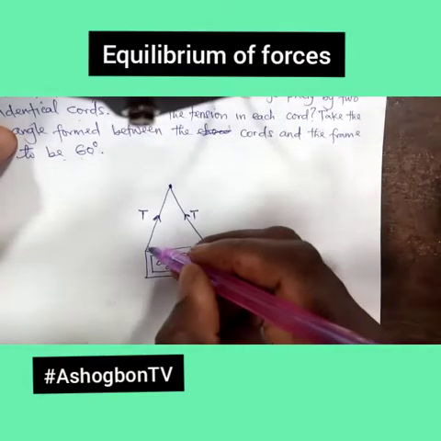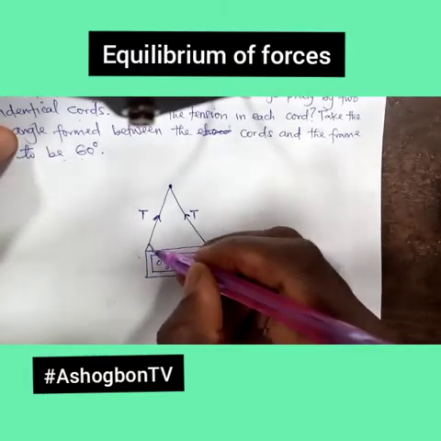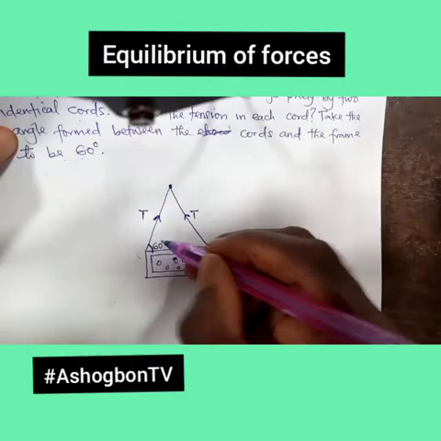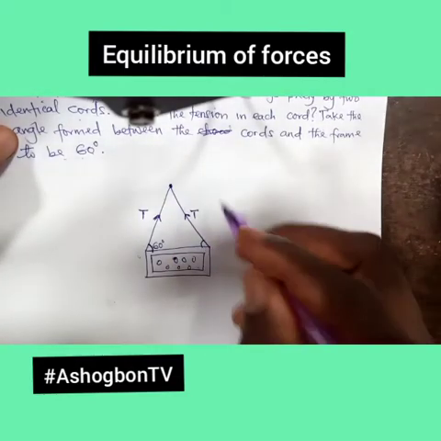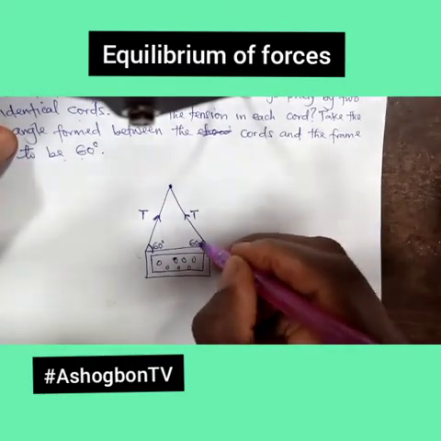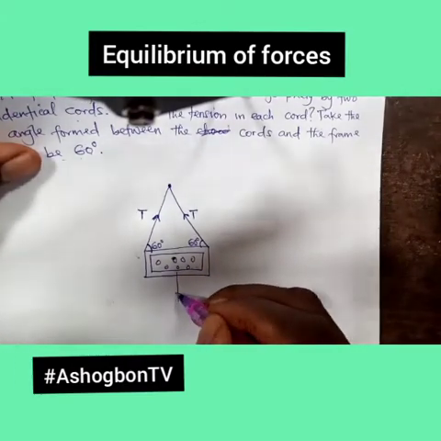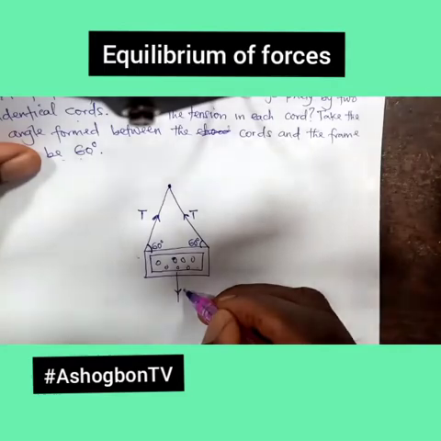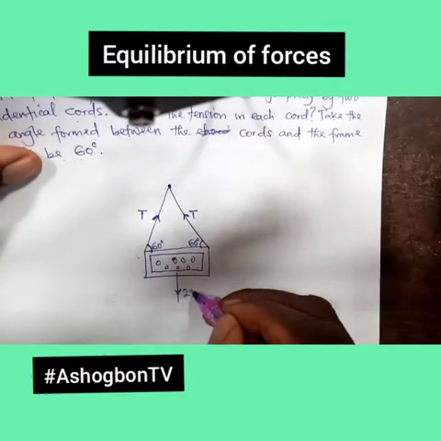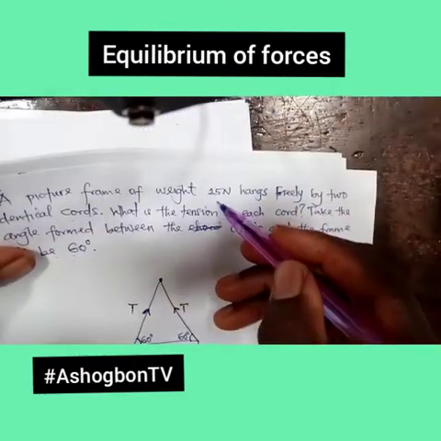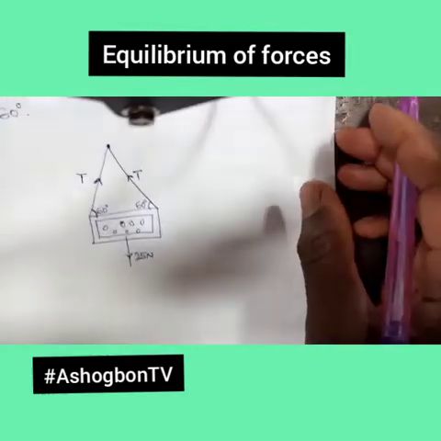So now let's see, the angle formed, not here, but here. The angle formed here is what? 60 degrees. While the angle formed here is also 60 degrees. So this is the diagram. And of course, the weight of this frame will be acting downwards, and that is 25. If you check very well, this is 25 Newton. So let's see if that is the case.